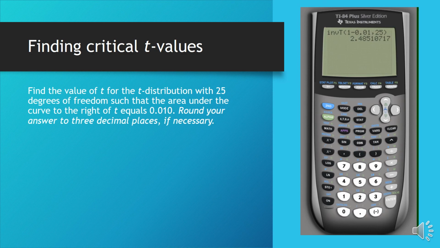It will take your calculator a second to compute this value, and there you go. It's 2.485. That is your T value.